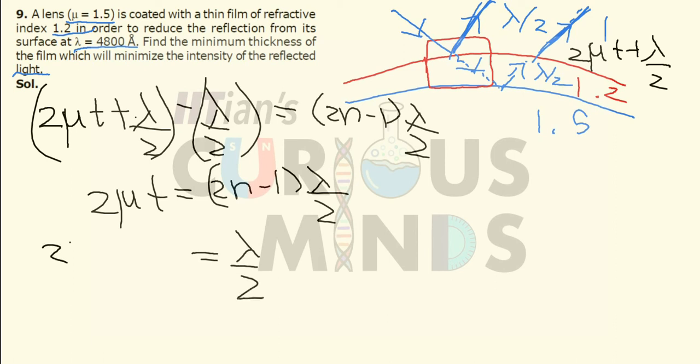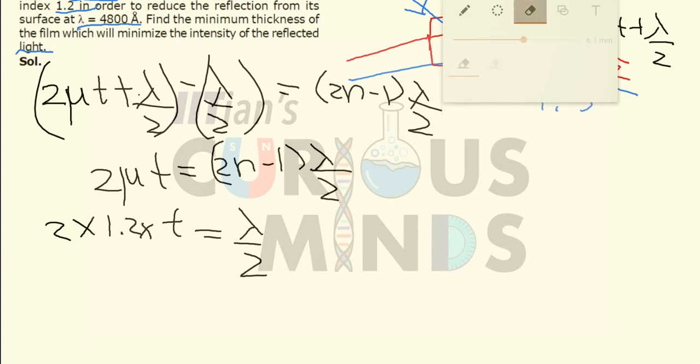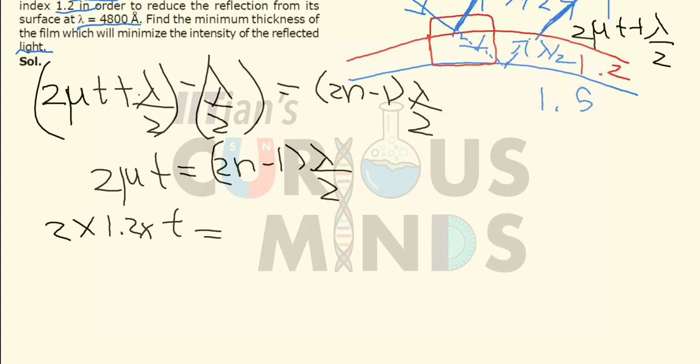So 2 times the refractive index, which over here will be equal to 1.2, into t. The thickness over here is unknown, and the wavelength is given as 4800. If I substitute the wavelength, it will be equal to 4800 divided by 2.